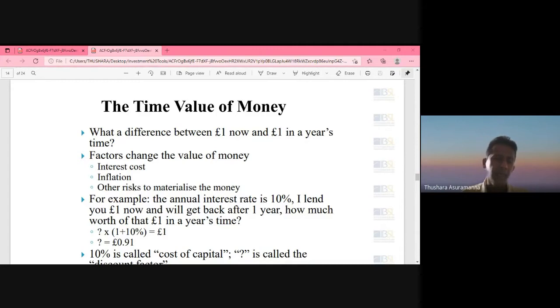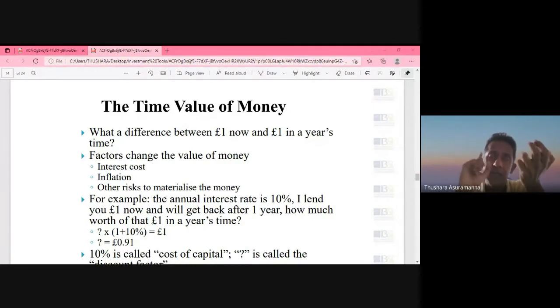Let's take an example. Assume the interest rate is 10%. Then please compute the value of 1 rupee in year 1, year 2, year 3, and year 4. Take a couple of minutes and see what the answer could be. What is the year 1 value, year 2 value, year 3 value, year 4 value? Just simply use this equation: 1 divided by 1 plus R to the power N, where R is the interest rate and N is the number of years.